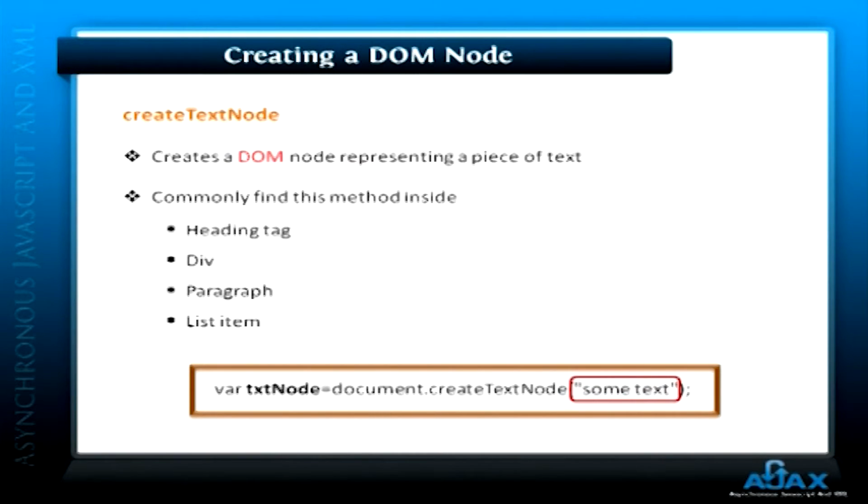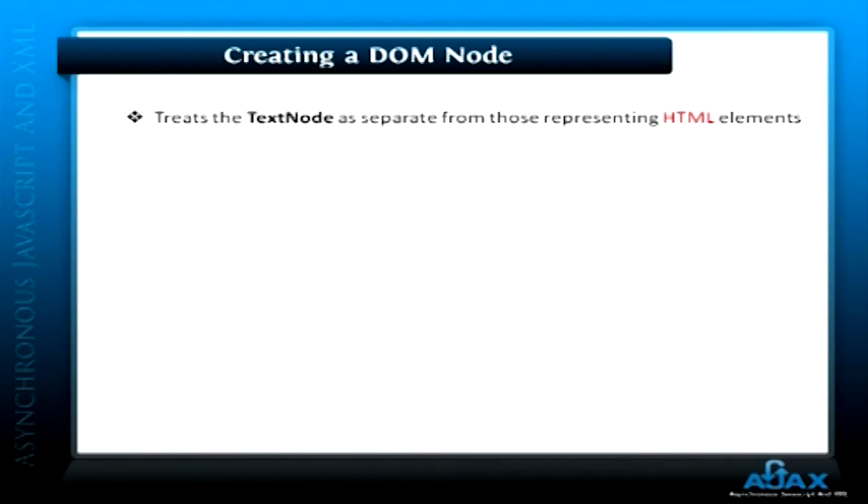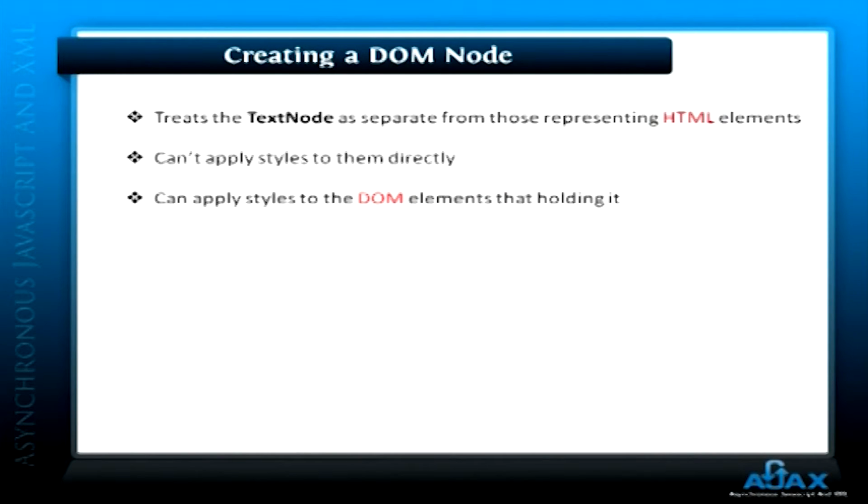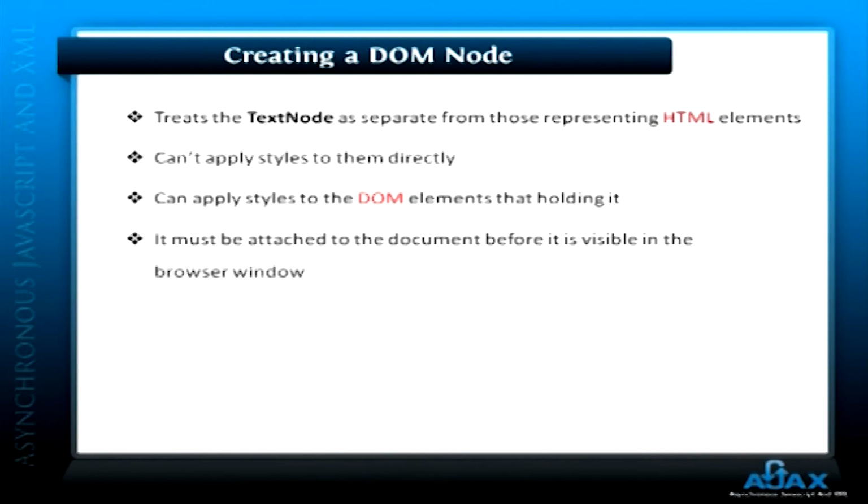The DOM standard treats this text node as separate from those representing HTML elements, and we can't apply styles to them directly. Instead, we can apply styles to the DOM elements that are holding it. Are you clear? Well, once the node has been created, it must be attached to the document before it is visible in the browser window. The DOM node method called appendChild is used to do this.